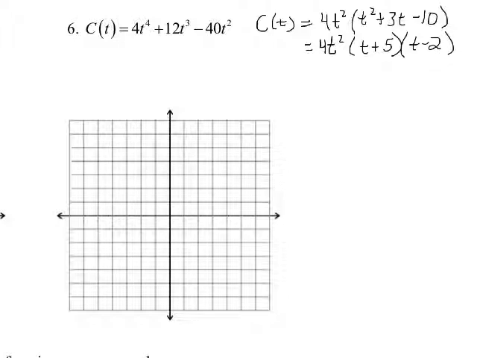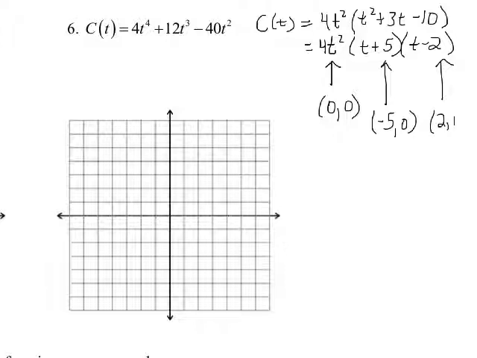This tells me that I have a t-intercept at 0, 0, and it's a double or a multiplicity of 2. I have a t-intercept at -5, 0, and I have a t-intercept at 2, 0. So we'll draw those 3 points: 0, 0, -5, 0, and 2, 0.